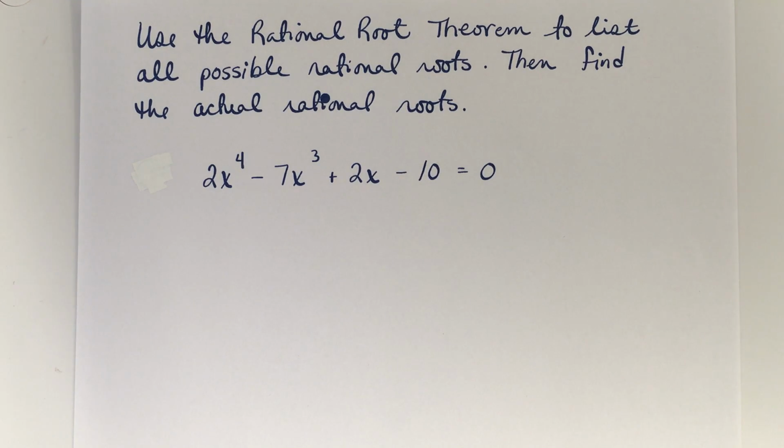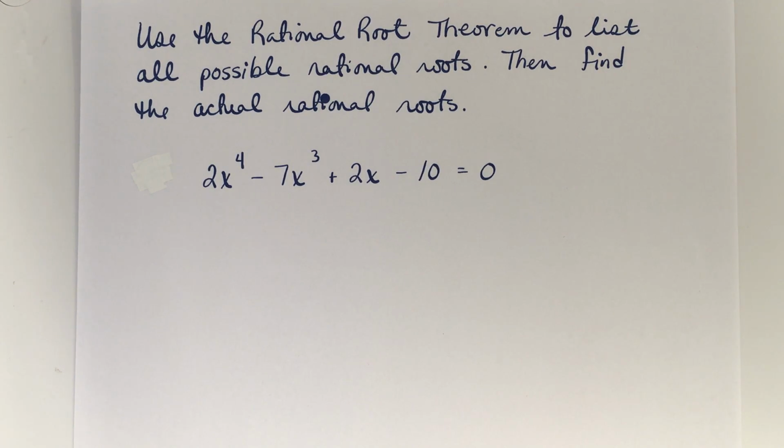Okay, you're asked to use the rational root theorem to list all possible rational zeros. That's exactly what I just finished doing on that example. But then you're asked to take that another step and actually find the ones that are really the true rational roots. That's the new part that I'll have to explain here.